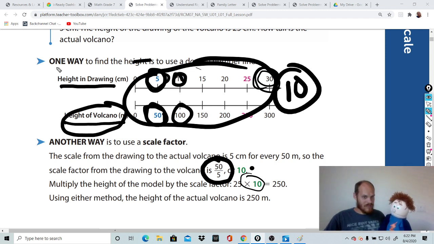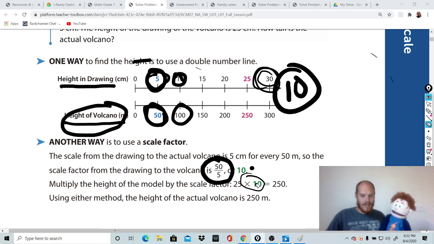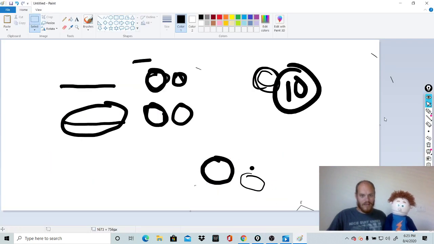So those are the two different ways. We have a double number line, which is right here. And we also have scale factor. Does that make sense? Yeah, it does. Okay. So with that in mind, Tommy, what we're going to do is take a look at an example.